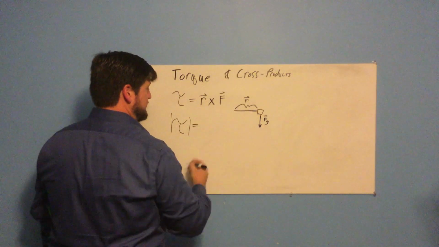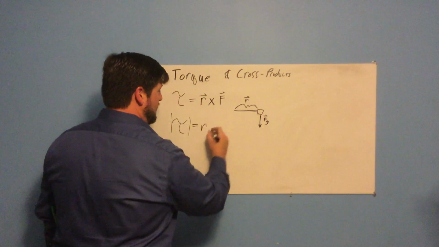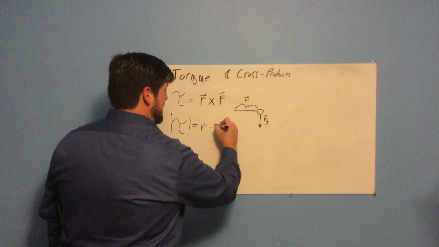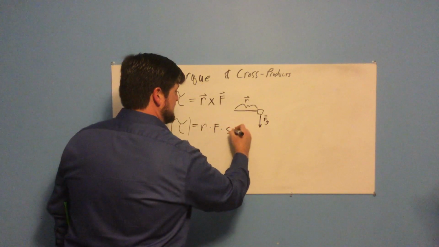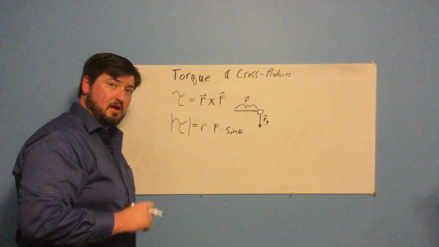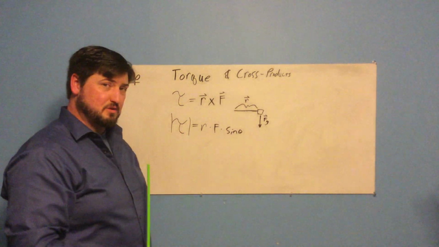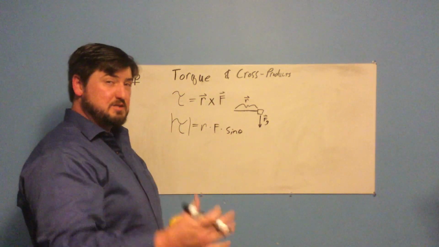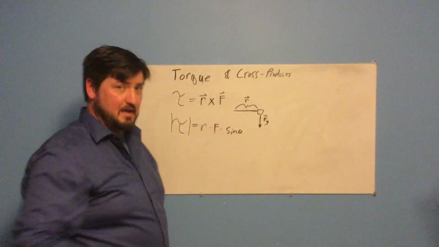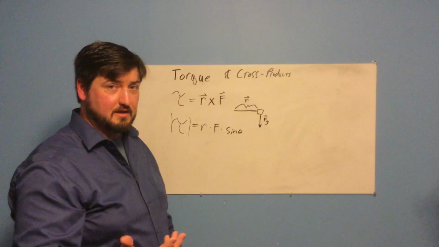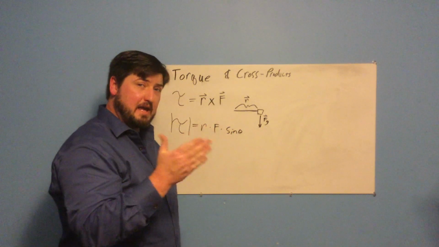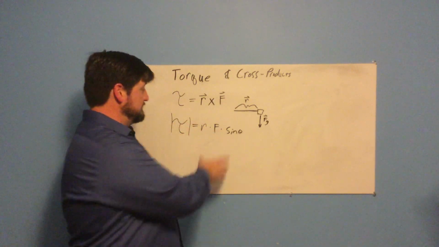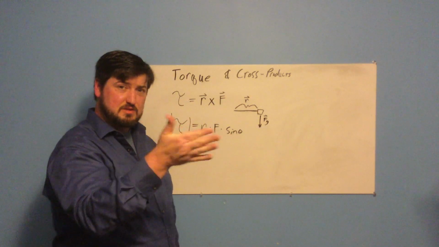So we'll cheat a little bit. It turns out that if you do that, you get r times f times sine of theta. And that's how you can find the magnitude of your torque. If you want to find the direction of your torque using that, well, you can't. Sorry, you're out of luck. You can use the right-hand rule, though, to set you back on track. So if you just want the magnitude, you can do that, and then you can use the right-hand rule.